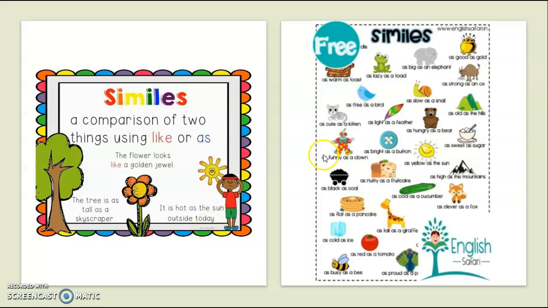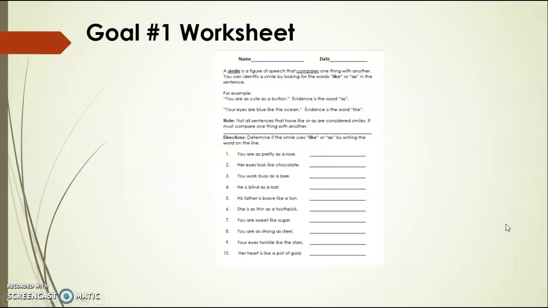And over here to our right, we have simile examples using the word as, like as big as an elephant, as lazy as a toad, as free as a bird, as slow as a nail. And for today's worksheet for goal number 1, we are going to be talking about similes. And it starts off as a simile is a figure of speech that compares one thing with another.